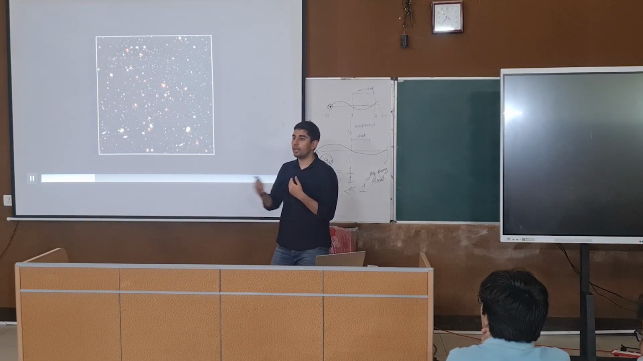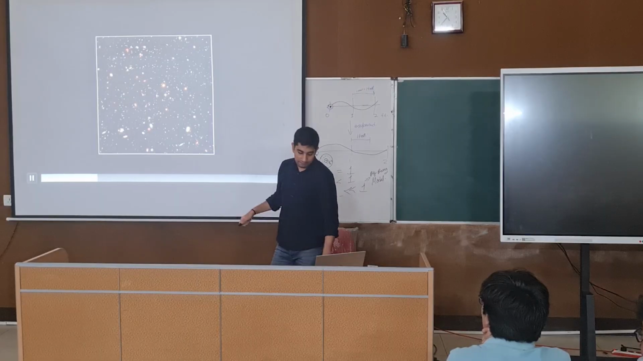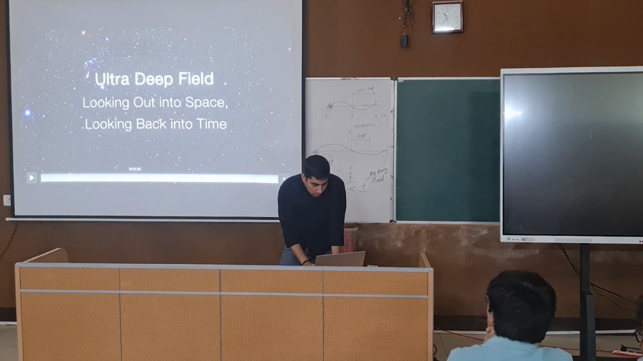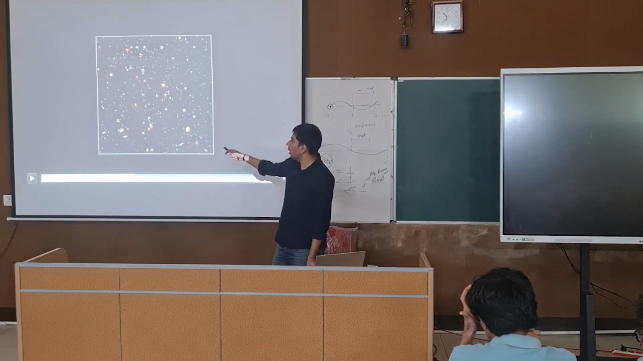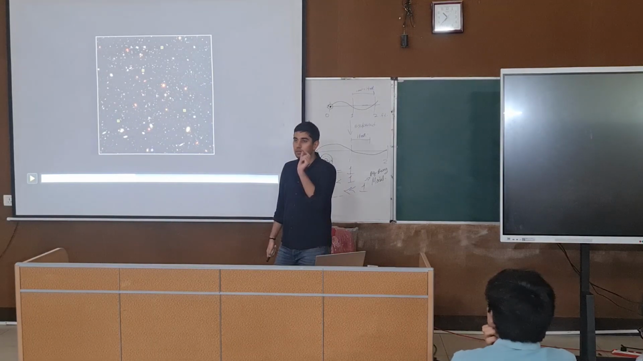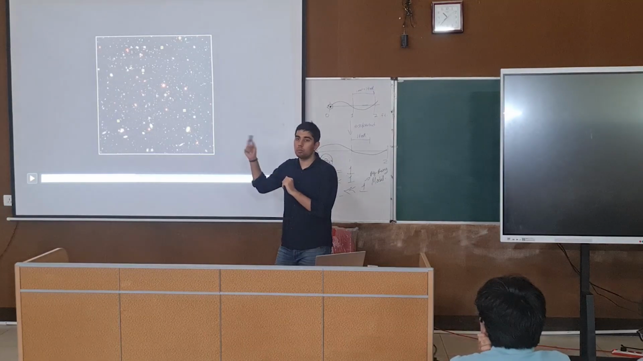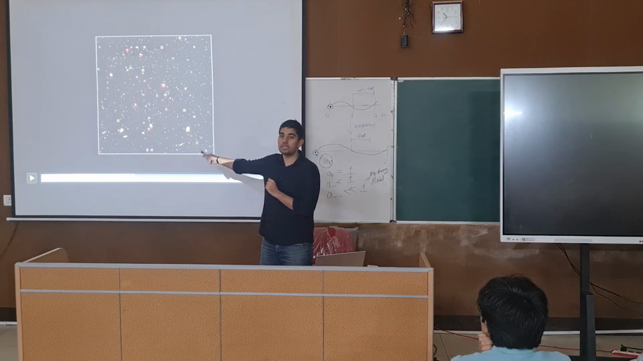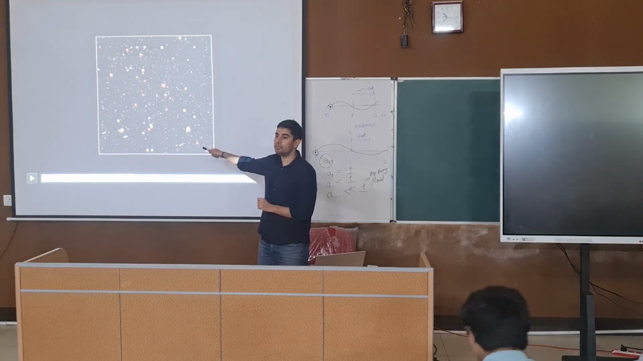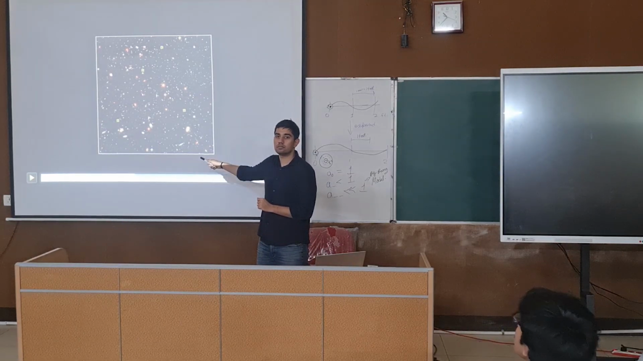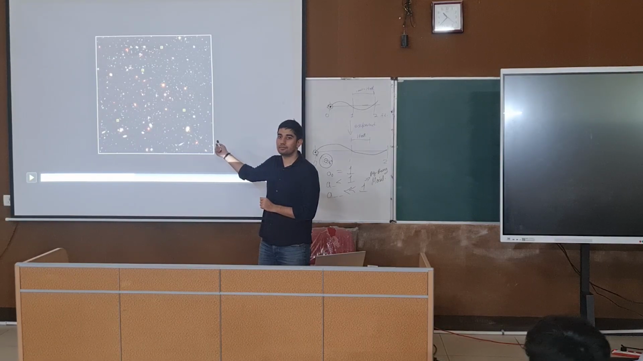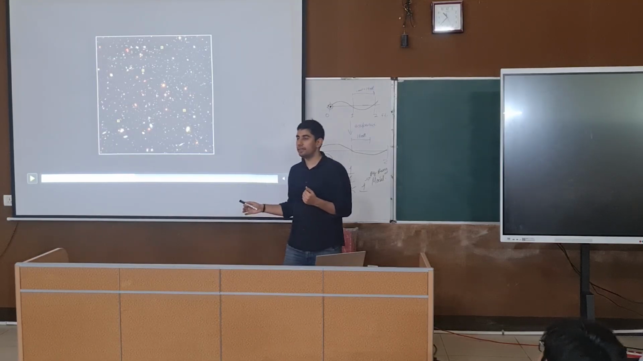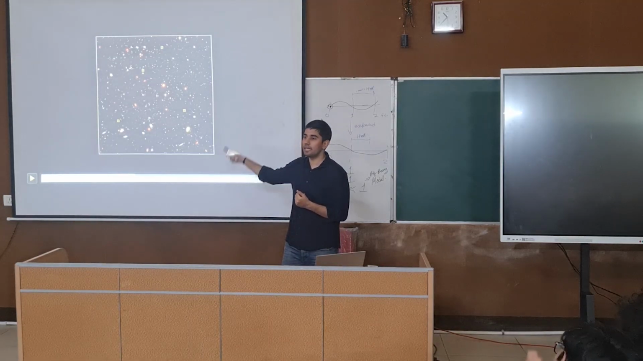That is, you are looking at the same place for such a long time, and this is a very small area of the sky. Much smaller than the size of the moon. And in that, you see all of these different objects. What are these objects? Every single one of these points is a galaxy. Can you count how many are there? No, it's difficult. There are over thousands of galaxies. I think almost 10,000 galaxies are there in this single image.